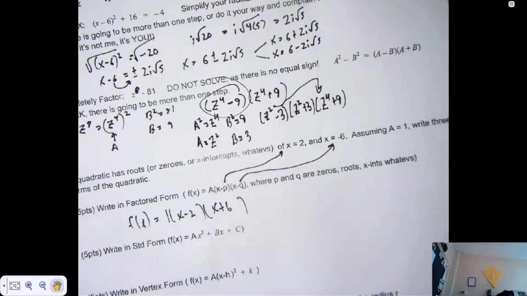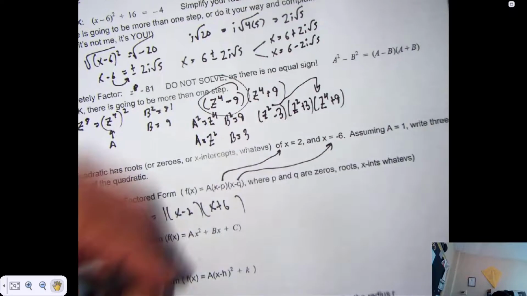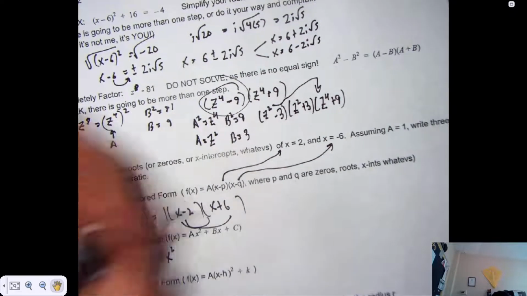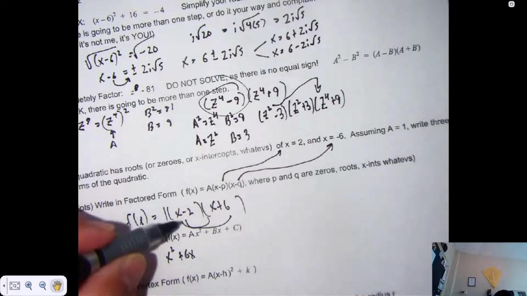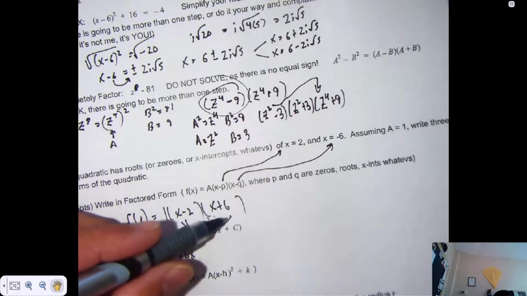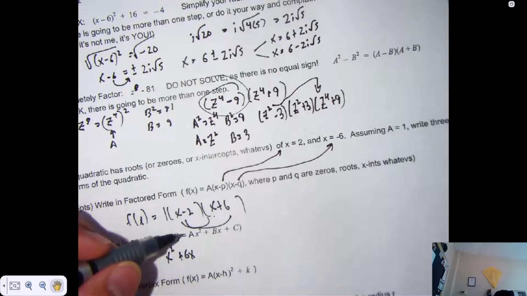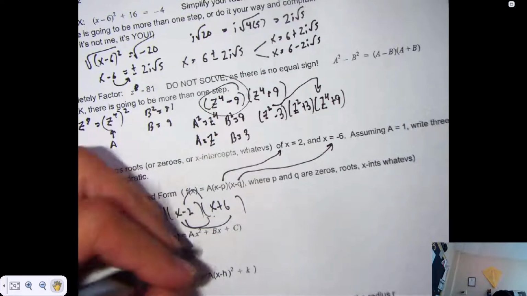That's worth 5 points. Write in standard form. So all you got to do is ask yourself, what would Jesus do? What would Jesus do with x minus 2 and x plus 6? You FOIL it. That's not a hard skill. So I'll draw the arrows here. There's an x squared plus 6x. Notice what I did. I distributed the x to both pieces. And then when I'm done distributing that x, what do I distribute next? The negative 2. It's the double distributive property.